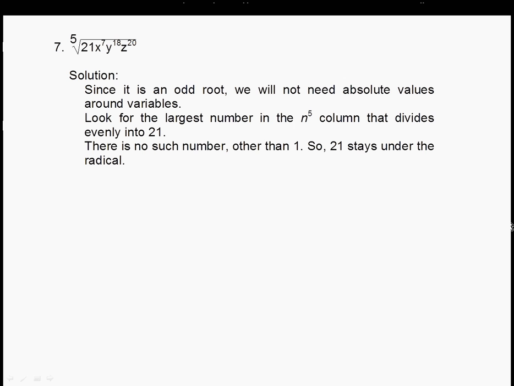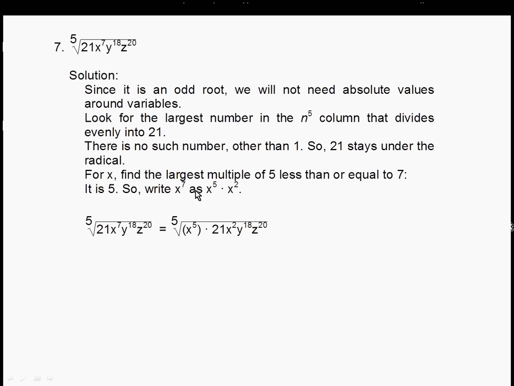Okay, let's go to the x. For x, the largest multiple of 5 that is less than or equal to 7 is 5. So I'm going to write x to the 7th as x to the 5th times x squared. So here's my perfect 5th power, and I'm up to here in what's staying under the radical. Now go to the y.